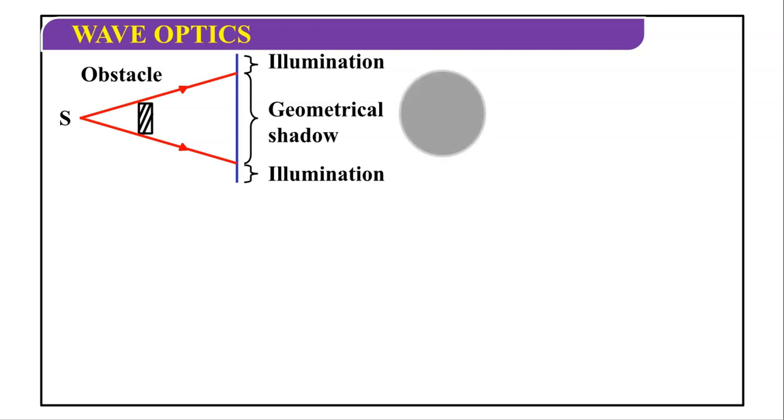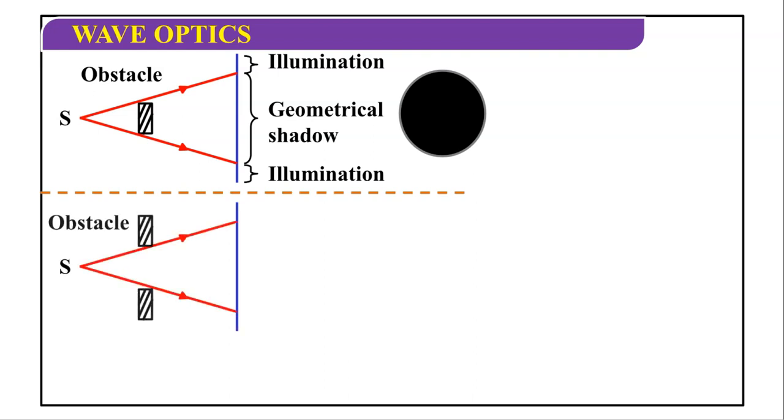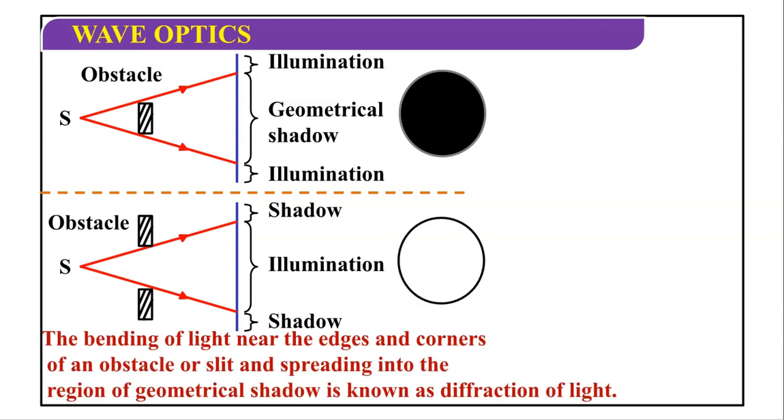Now the illumination, because of that obstacle, the image must be formed in a spot form. But what will happen if the slit has two obstacles? It will be diffracted, and we get two different types of shadow.